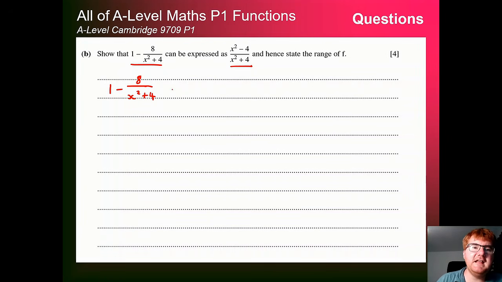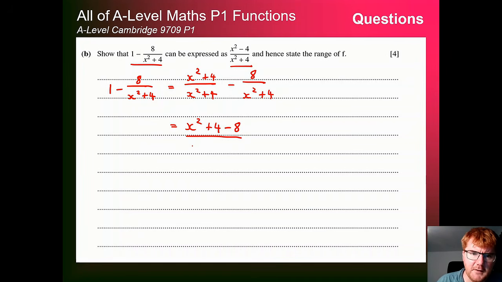Now generally the pattern here is you look at the denominator, so you look at the x squared plus 4, and you want to change the 1 in terms of x squared plus 4. So all we're going to do, very sneaky, we're going to write x squared plus 4 divided by x squared plus 4, because if you cancel that through, that will just give you 1. And now we have the same denominator for both fractions, so we can just combine them. So we get x squared plus 4 minus 8 over x squared plus 4, just adding fractions here, and then this gives us x squared minus 4 on the top and x squared plus 4.